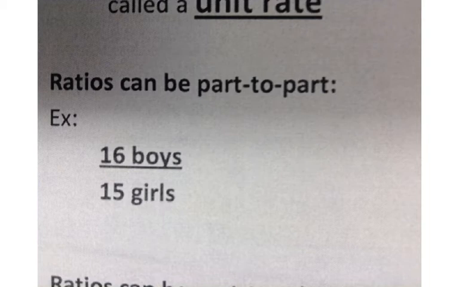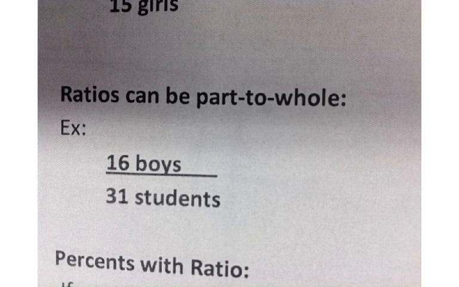You can also use ratios to compare part to part. This would be the boy to girl ratio that we talked about in the previous problems. They're both genders, so they're similar, but they're separate parts. You can also compare ratios for part to whole. For example, 16 boys for every 31 students, because the total of boys plus girls was 31. So it would be the proportion of boys to students as opposed to boys to girls.